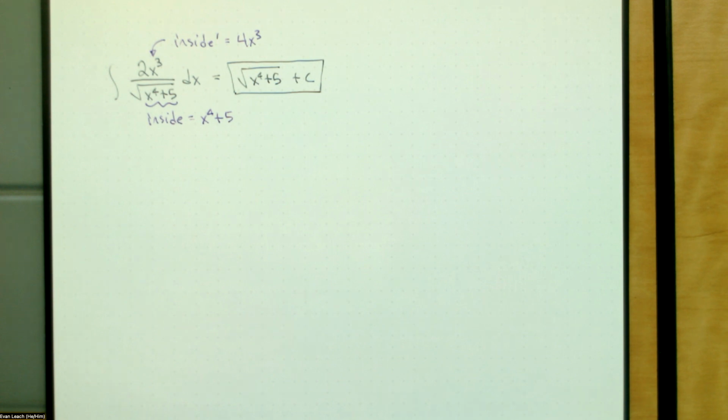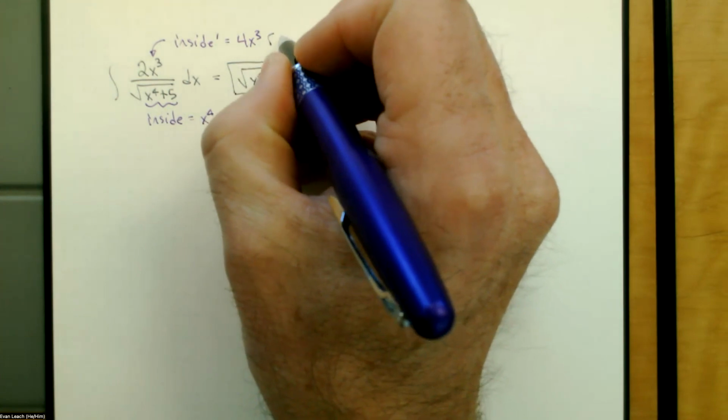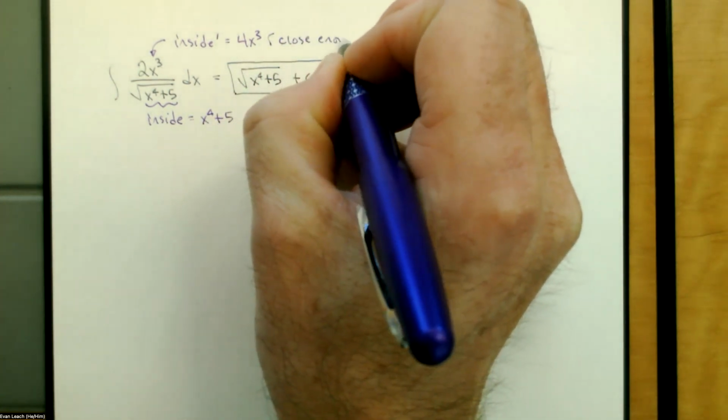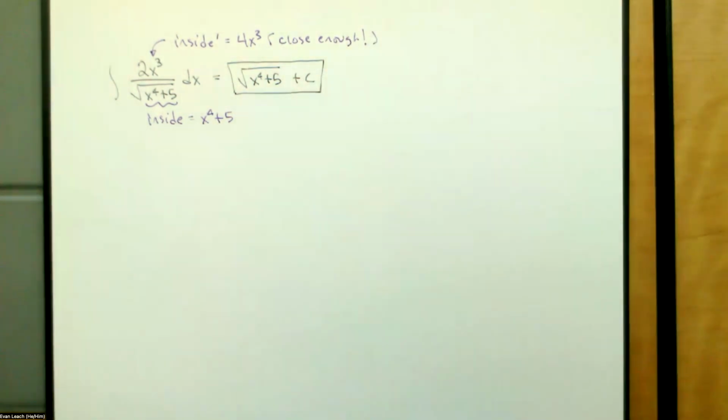We look at the top and we see a 2x to the third. That's close enough. We're only off by a constant factor. It's supposed to be a 4x to the third. We got a 2x to the third. So I guess a 1/2 must have shown up somewhere. Questions?